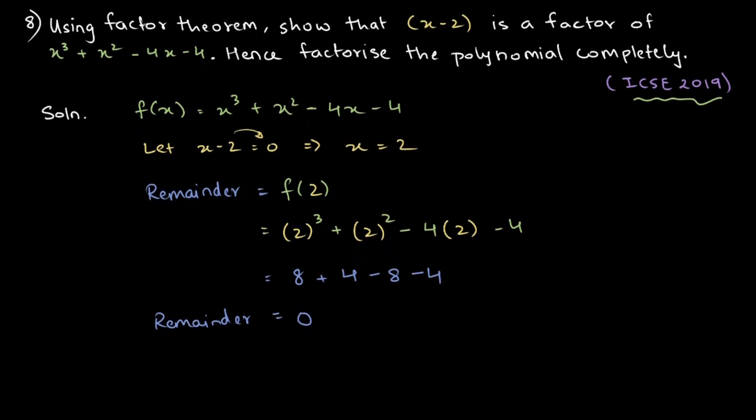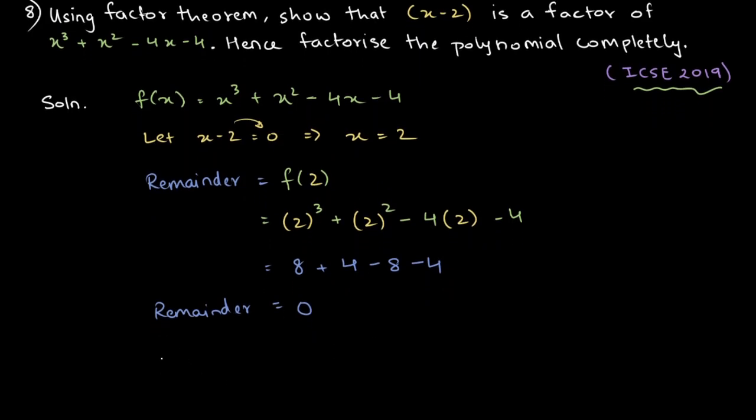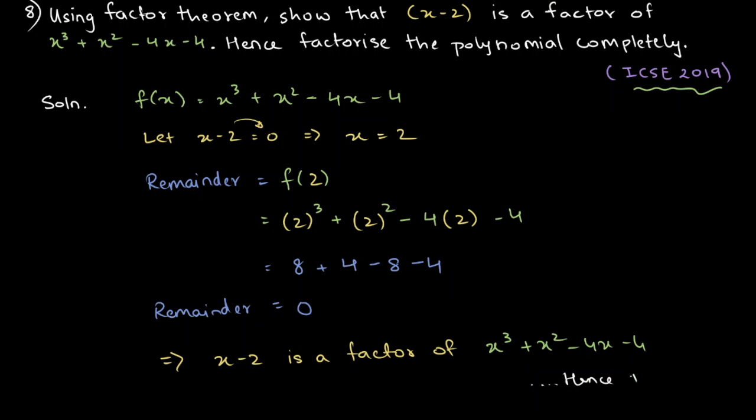Now if the remainder is 0, if you remember the factor theorem, it tells us that x minus 2 is a factor of our polynomial x cubed plus x squared minus 4x minus 4. So since the remainder turns out to be 0, that means x minus 2 is a factor. But this question doesn't end here. This is what we wanted to prove first, so hence proved. But if you read carefully, it tells us that hence factorize the polynomial completely.